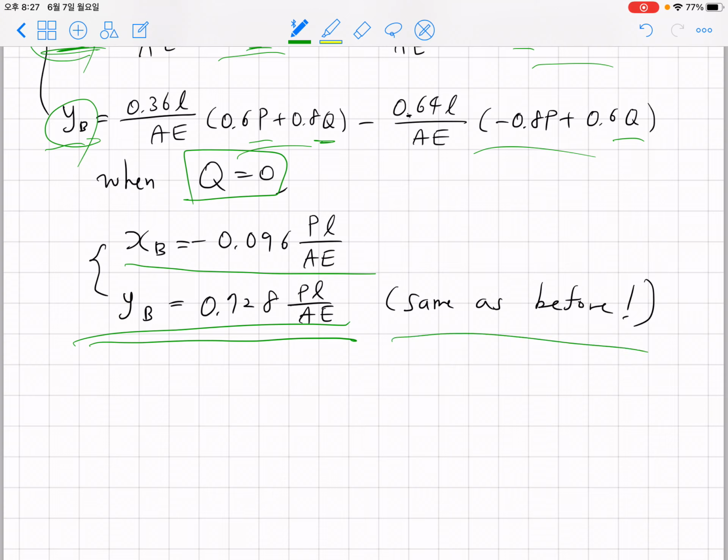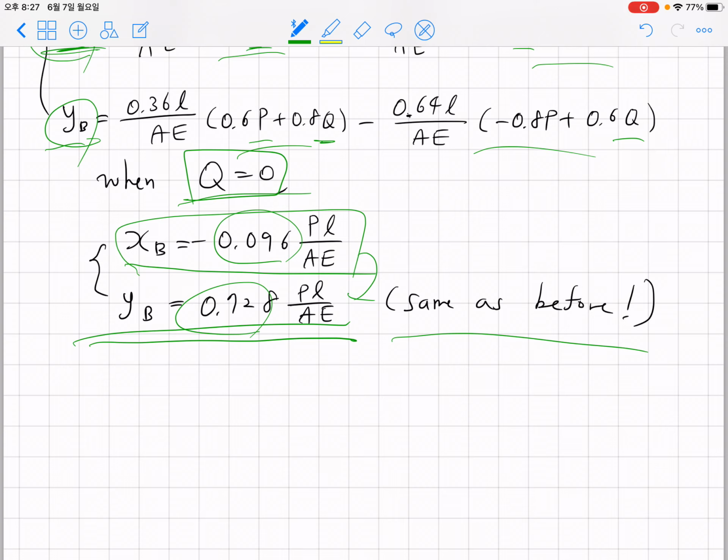Okay, so here the observation we can make is that regarding the vertical direction, we have the same answer as before. As you expect, if you plug in Q equals 0, your answer should converge to the answer we obtained in the previous lecture. And regarding the horizontal deflection, even though the magnitude of deflection is not very large, if you compare 0.096 and 0.728, you can see that the vertical one is much larger, about 7 to 8 times larger than the horizontal deflection.